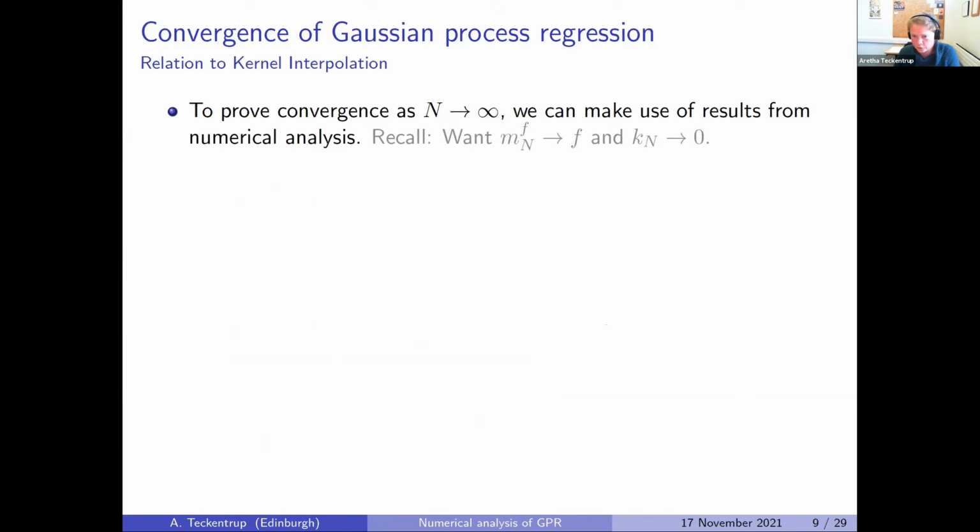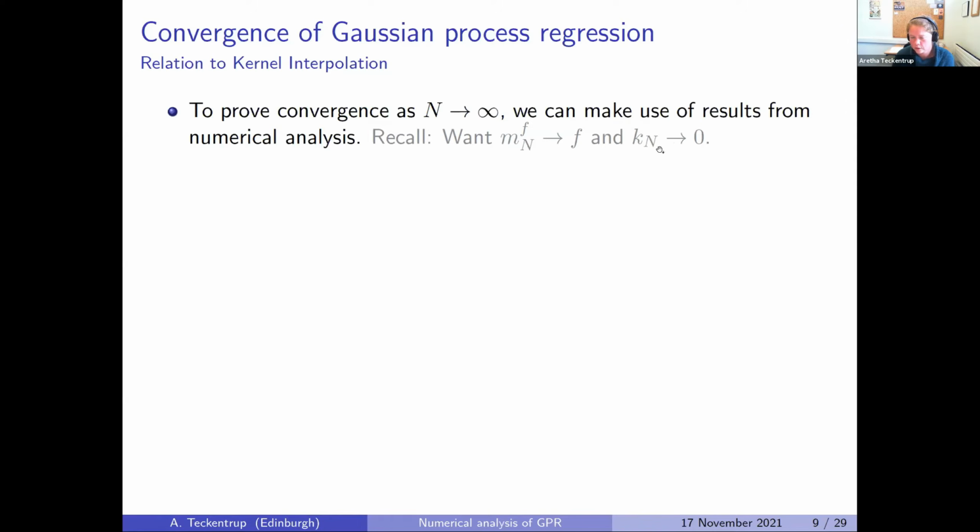And so you can transfer a lot of results from, as I said, approximation theory and numerical analysis into this setting where you're interested in Gaussian process regression. Right? So just as a brief recap, what we wanted to do is look at what happens as the number of training points n tends to infinity. And what we wanted to show is that the kn, so the variance of Gaussian process regression, goes to 0.